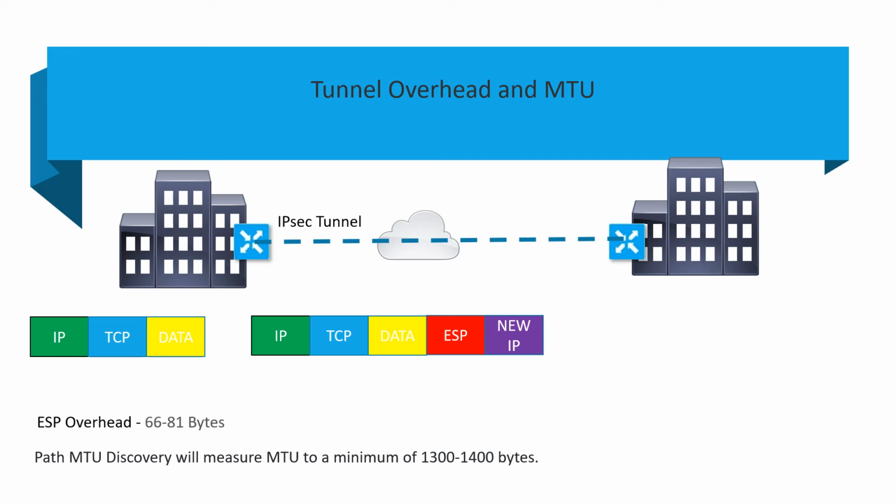Now let's talk about the tunnel overhead and MTU here. We all know whenever we do some sort of encapsulation by using IPsec tunnels, it is going to add some extra bytes in terms of overhead. So in the SD-WAN setup, the tunnels that are formed are going to use ESP as the protocol for the encryption, which is going to add an overhead of between 66 to 81 bytes. And your path MTU discovery will measure the MTU to a minimum somewhere between 1300 to 1400 bytes.